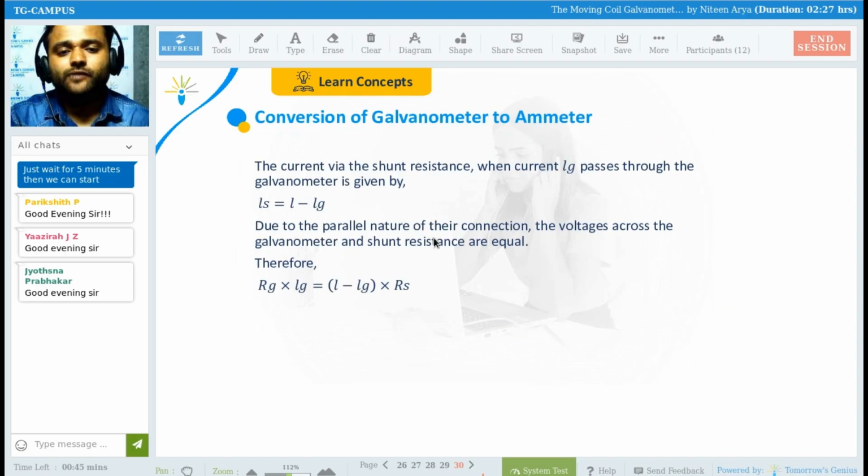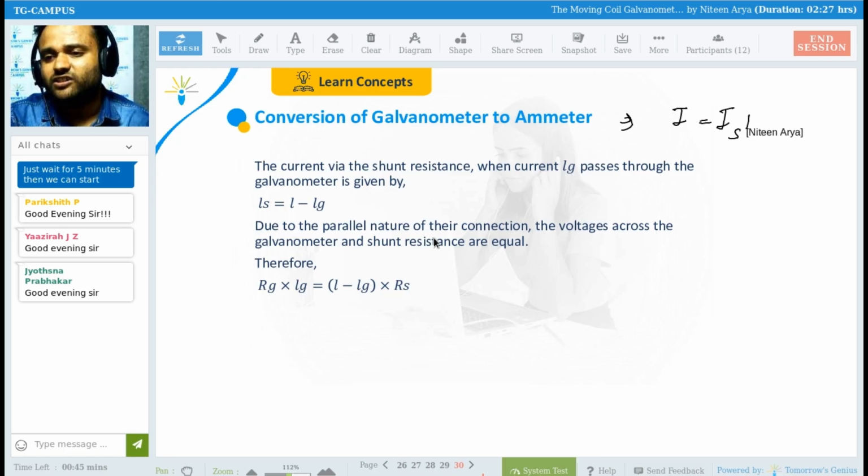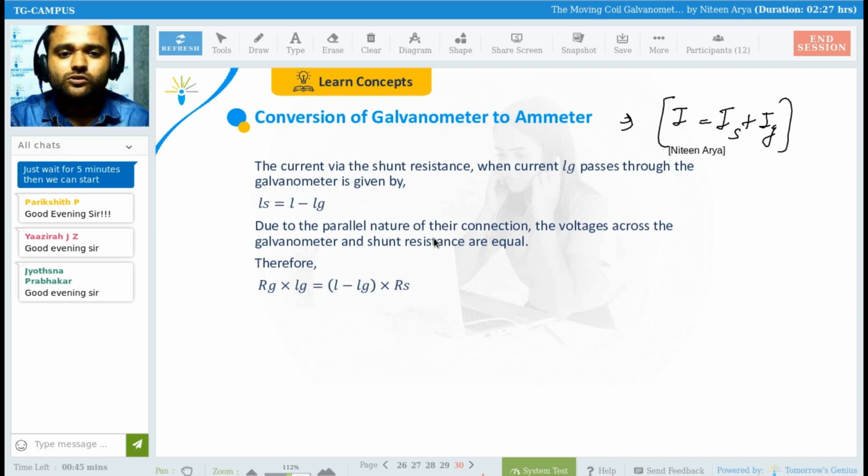Moving ahead, as we know, IS equals I minus IG. You can remember it. The total current I is IS, which is the current in the shunt resistance, plus IG, the current in the galvanometer. So from there, IS, the current in the shunt resistance, is nothing but I minus IG.